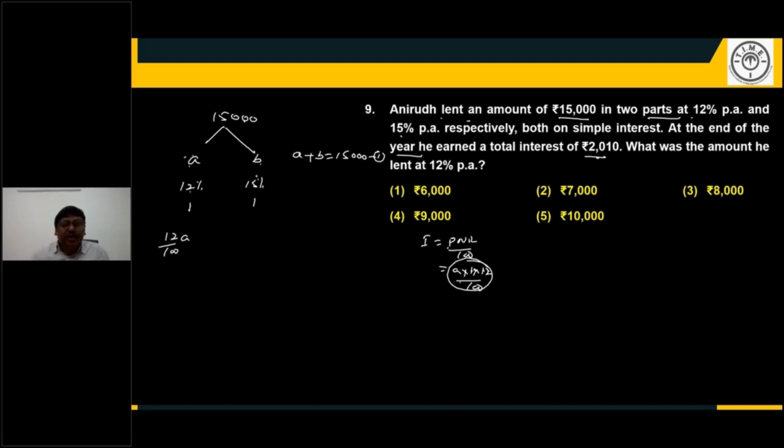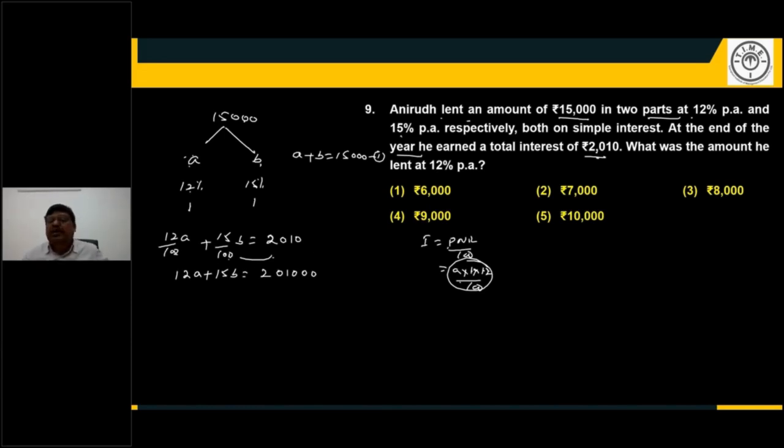Yes, what about here? 1 year only, 15%. So 15% of B. This will be equal to the total interest, which is 2010. So students, if I take 12A plus 15B equals, this 100 goes to the other side, 2010 into 100, which means 2 more zeros.